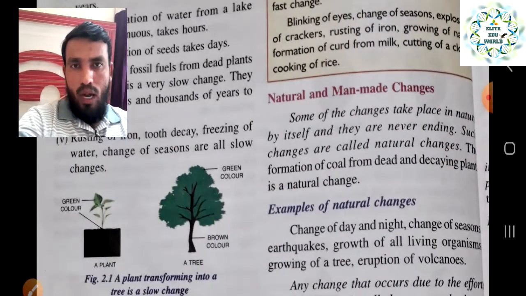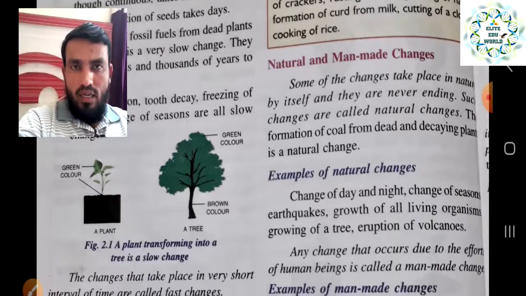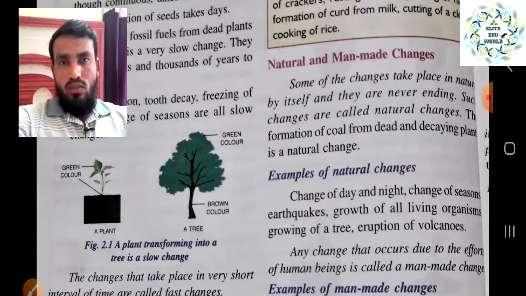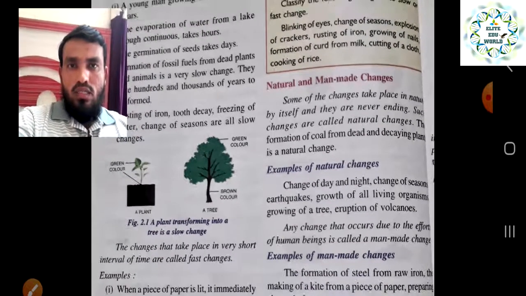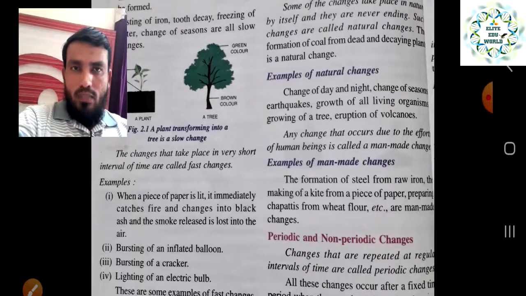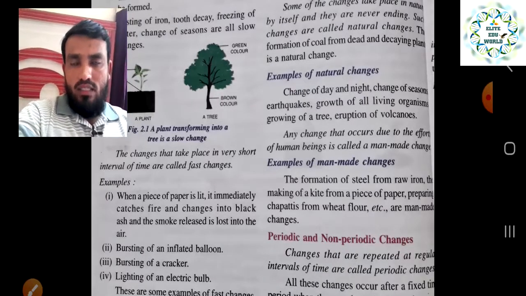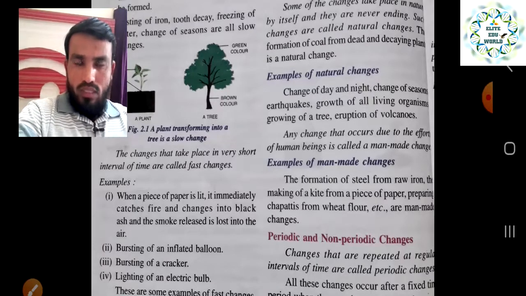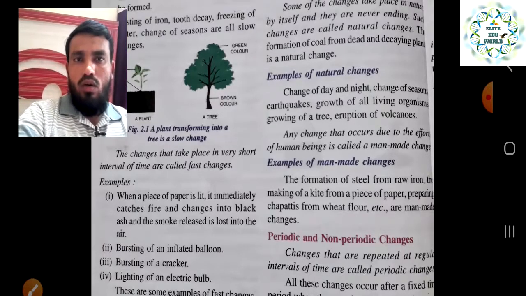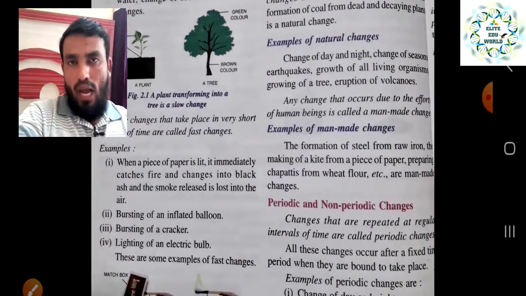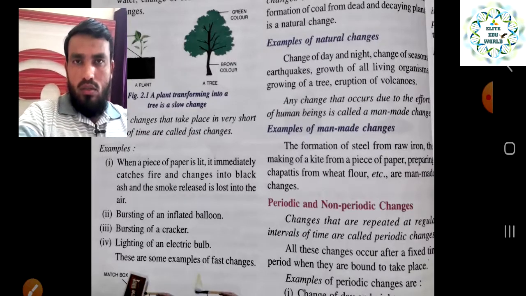We have the example of a plant that is green in color, and here you can see a tree. Before, there is a small sapling, and after years it will convert into a big tree. So that also comes under the change that requires time. The changes that take place in very short intervals of time are called faster changes. It requires only a little time, so it changes in a shorter period of time.